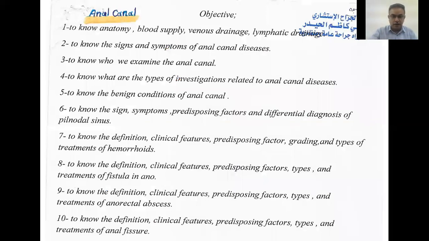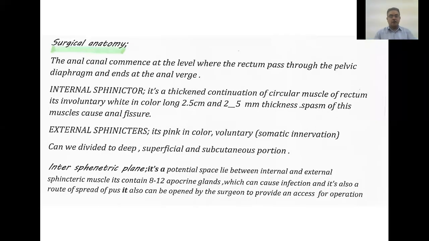Regarding the anal canal, starting with the disease of the anus and anal canal, you have to understand the anatomy, blood supply, venous drainage, and lymphatic drainage, the signs and symptoms of anal disease, and how to examine the anal canal, the types of investigations related to the anal canal, and benign conditions. You need to know the signs and symptoms of pilonidal sinus, hemorrhoid, fistula in ano, anorectal abscesses, and fissure in ano, these diseases related to the anus and anal canal.